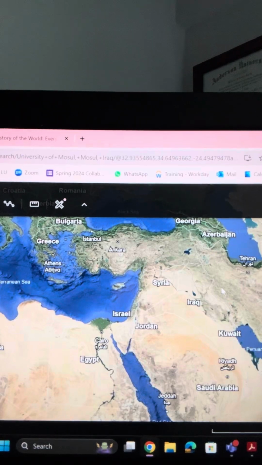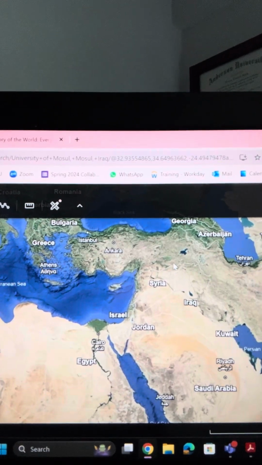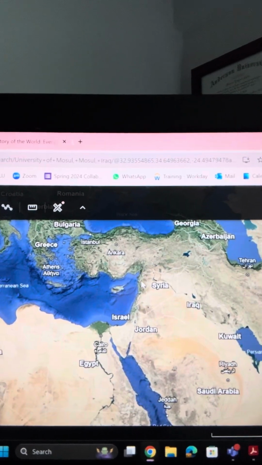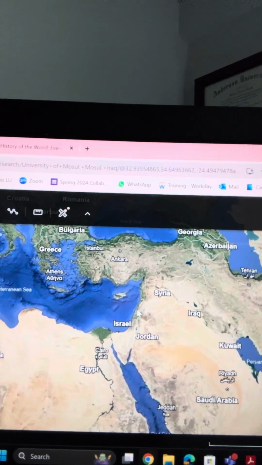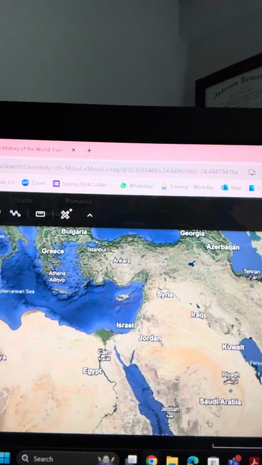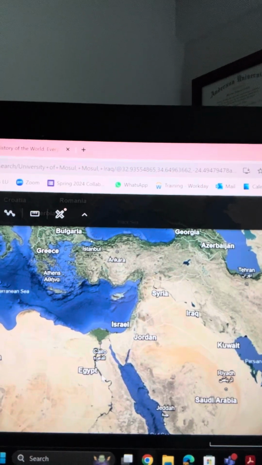I'll trace it with my mouse here. Major rivers going up here this way. Semi-arid land here that can sustain some small populations. And then another huge major river here.